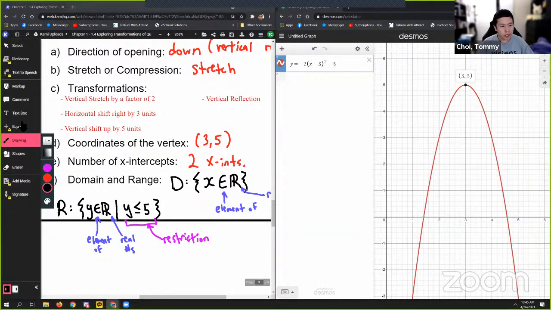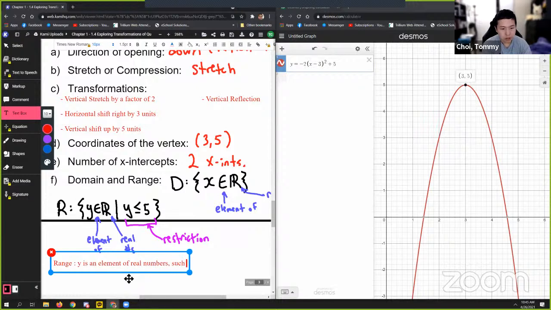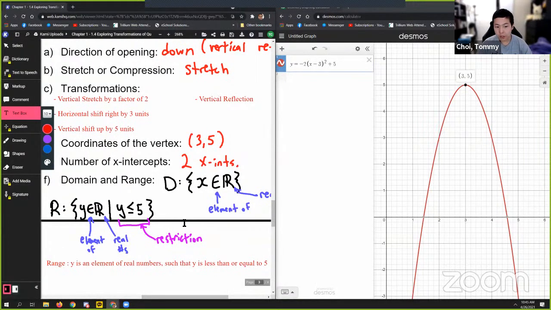When we talk about the range and we are to write it in a full sentence here, we're saying the range is y is an element of real numbers such that y is less than or equal to 5. That's essentially what that black written out is.